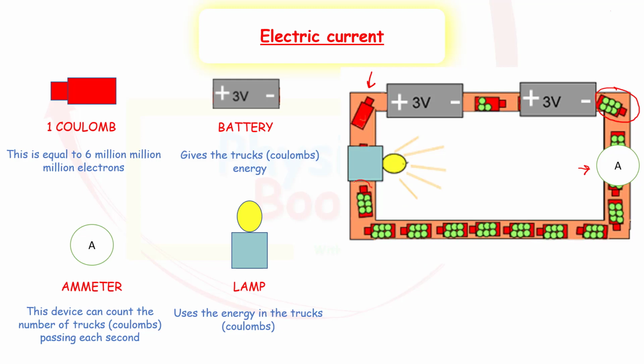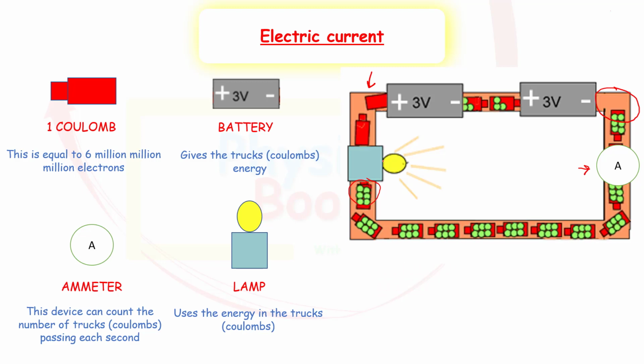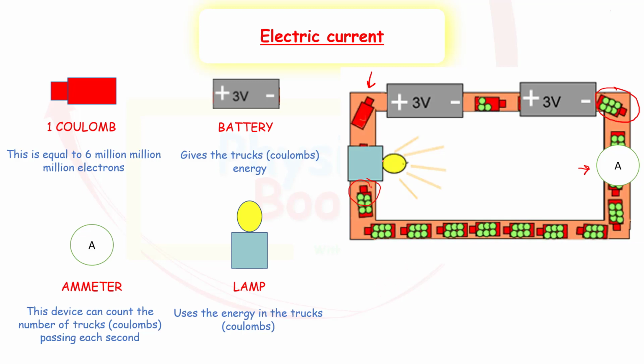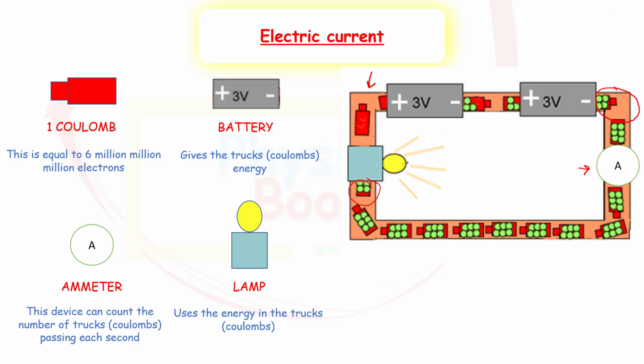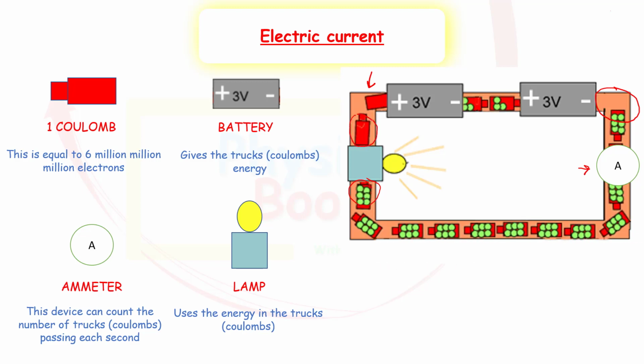When they enter the lamp right here, the lamp will be taking all the energy or part of this energy. In this example, it's taking all of the energy, but it doesn't always have to take all the energy inside these trucks. And they are leaving from the other side carrying no energy because the energy was taken by the lamp. And they go back to the cell, carry more energy, and so on.